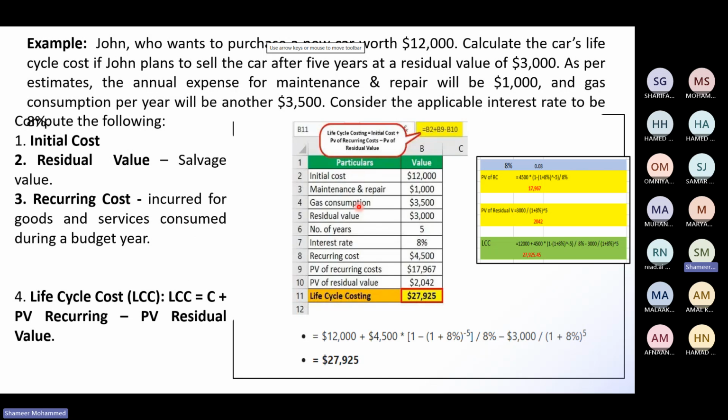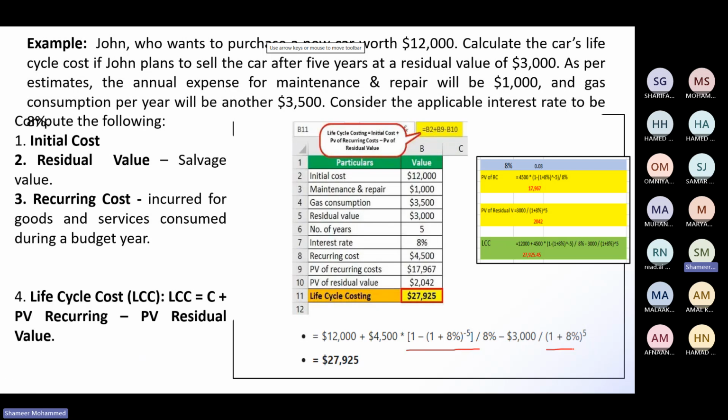So you are using the car, you are putting in petrol, you are doing the repair and the maintenance. Those are all recurring costs, and then the residual value. So the present value of recurrence and the present value of residual: this minus this. Here you have to apply this formula, so you study and practice how to do this.